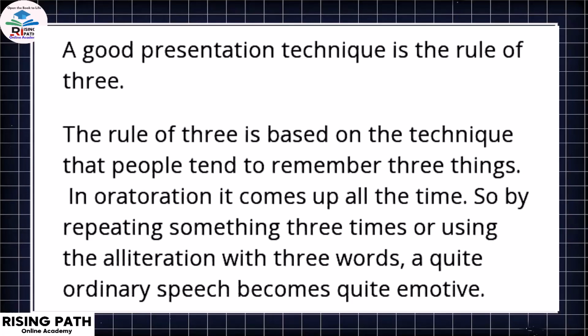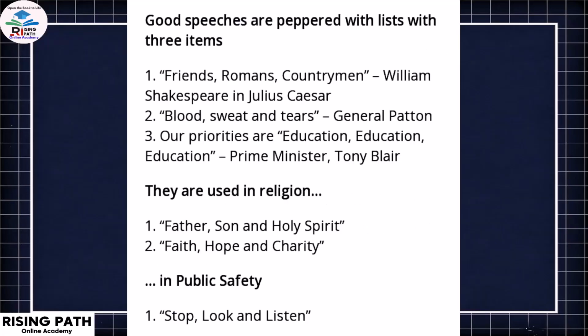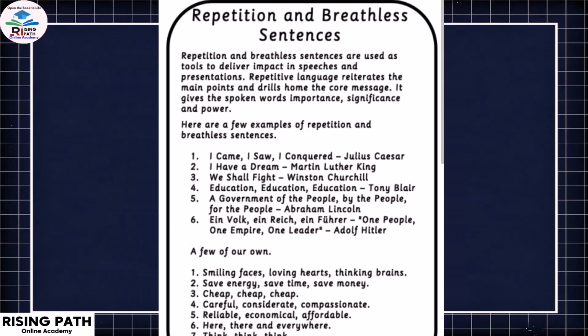As you can see, these are some of the examples taken from famous quotes, for example, from Shakespeare: Friends, Romans, countrymen. And then you have the rule of 3. On this slide you can see repetition and breathless sentences. So you can again use some sentences of your own.